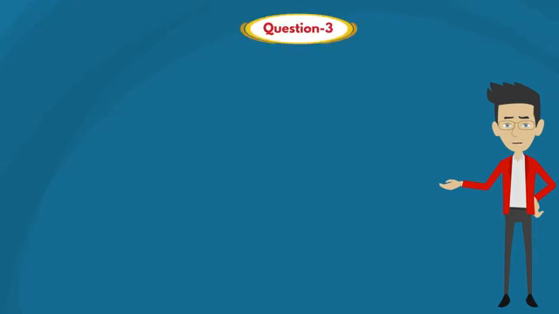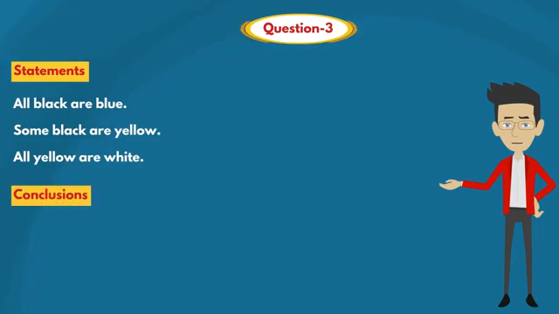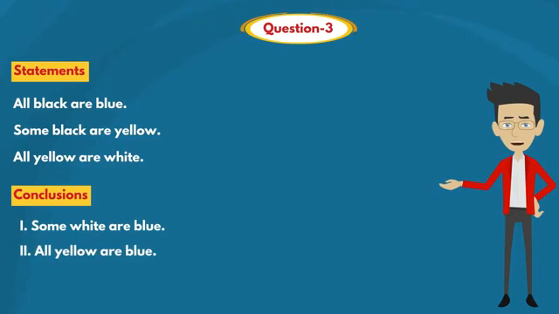Question number 3. Statements. All black are blue. Some black are yellow. All yellow are white. Conclusions. Conclusion 1. Some white are blue. Conclusion 2. All yellow are blue.